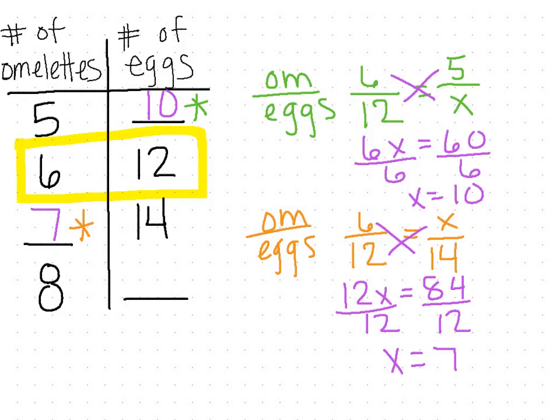And you can always look for patterns. However many omelets you have, you need twice the amount of eggs. So if you have 5 omelets, you need 10 eggs. We're multiplying by 2. And since we know that works for all of our points in the table, let's use that to find our last missing number. 8 omelets, each omelet needs 2 eggs, so multiply by 2, and we are going to need 16 eggs.